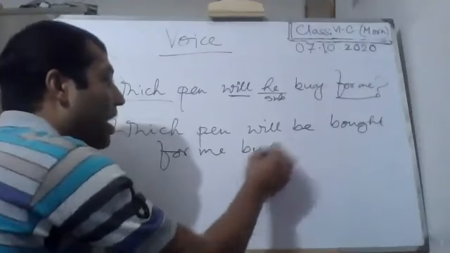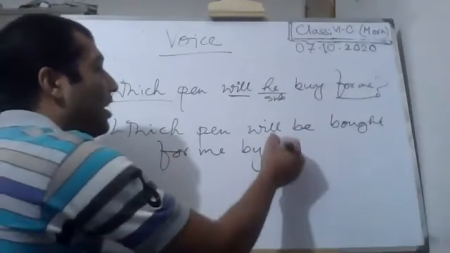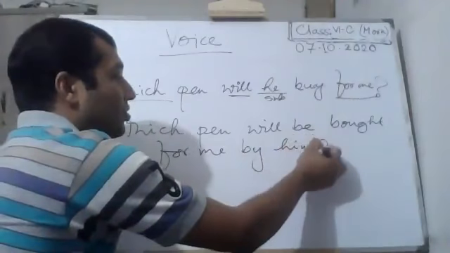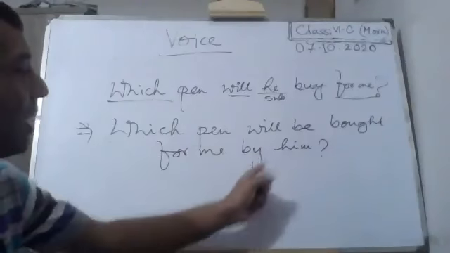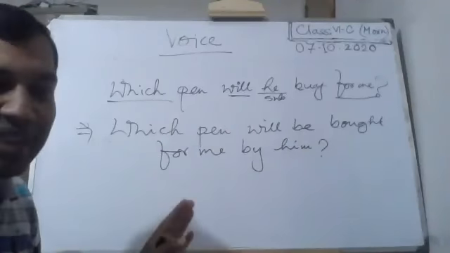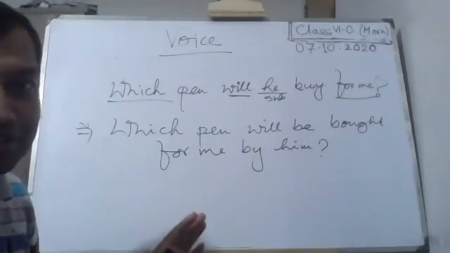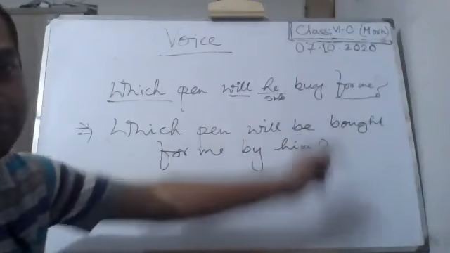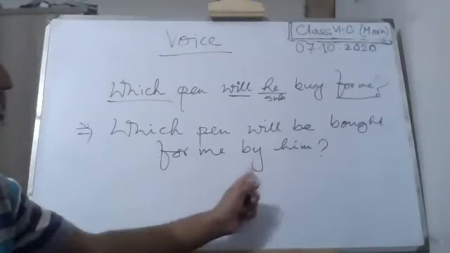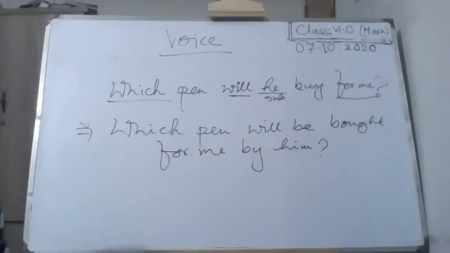Then the by, and he will become him. Some of you have written, which pen will be bought by him for me. It can be right, but it doesn't look good. You have to use the preposition phrase just after the main verb. After that, you have to use by and him. Which pen will be bought for me by him?